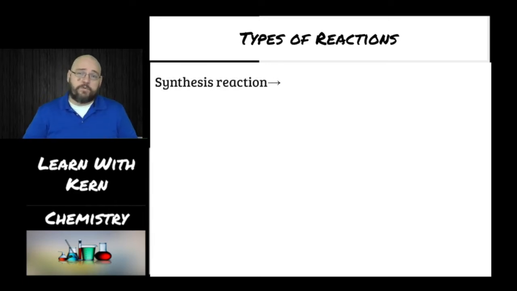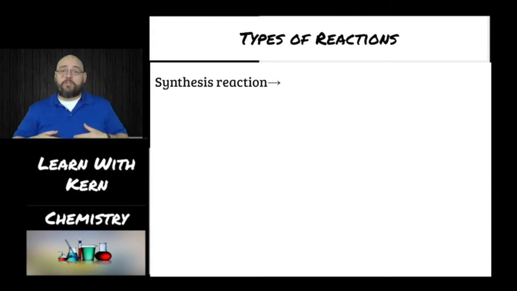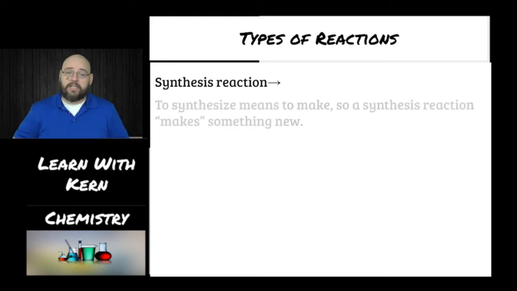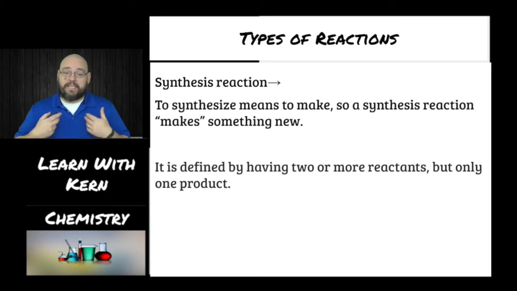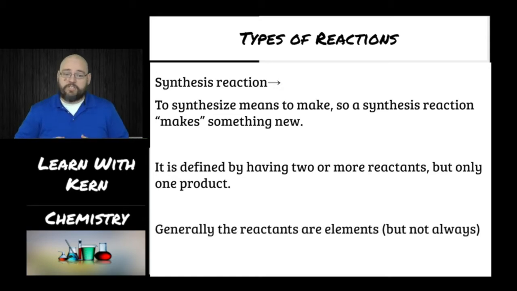So, the first of those is a synthesis reaction. And synthesis is a very fancy word that simply means to create. So if you're going to synthesize something, you are creating something. So a synthesis reaction is a reaction that makes something new. It's identified by having 2 or more reactants, but only 1 product. Generally, the reactants are elements, but not always. Sometimes you can have compounds that will combine together to make 1 product.